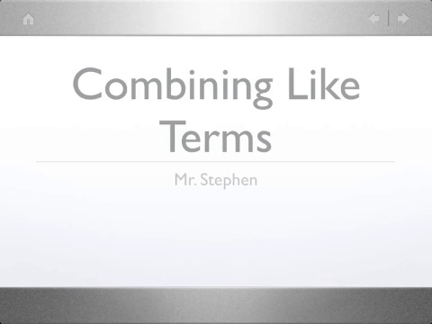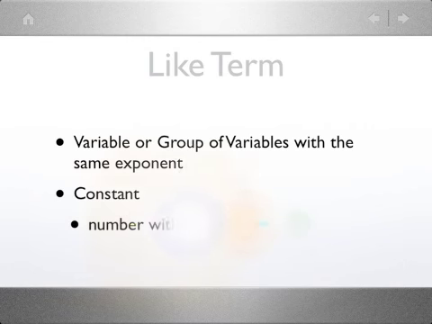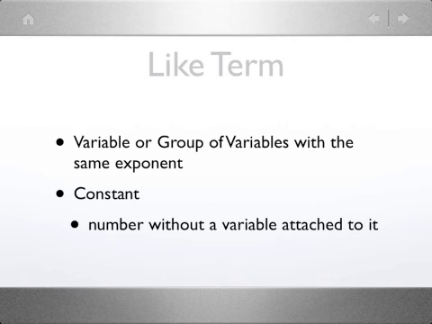In this lesson I'll be going over how to combine like terms. So to get started, what is a like term? Well, a like term is a variable or group of variables with the same exponent. It could also be a constant. So recall, a constant is just a number without a variable attached to it.